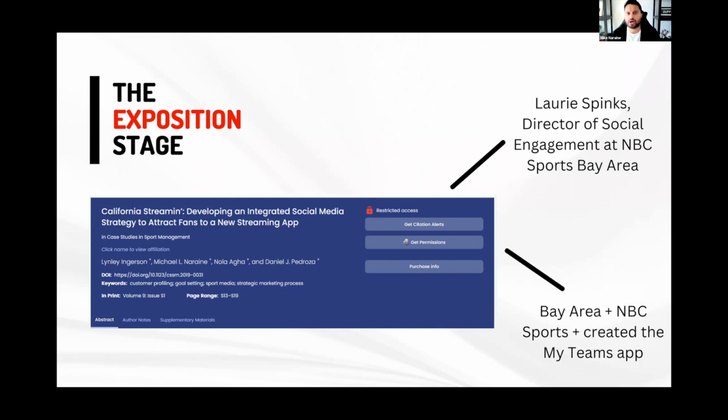It was a special issue on digital sport and communication. And this case was entitled "California Streaming, Developing an Integrated Social Media Strategy to Attract Fans to a New Streaming App." In this particular case, in the early stages, in the exposition stage, to be precise, the main character, Laurie Spinks, is introduced. Now, it's worth mentioning that the scenario is non-fictitious, that it is based off of a real-life scenario with the Bay Area in the United States.